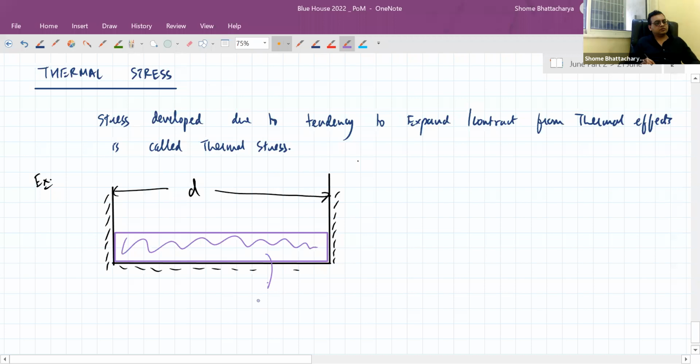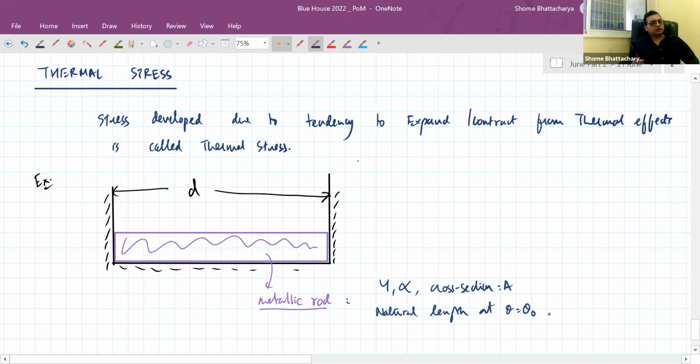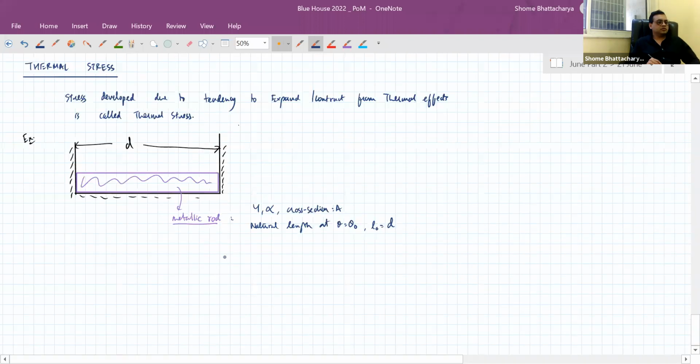So this is, let's say, a metallic rod. Now this metallic rod has Young's modulus Y, coefficient of linear expansion alpha, cross section area, let's say capital A, and natural length at temperature theta naught equal to D. So now if we observe the same system at a higher temperature, let's say theta equal to theta naught plus delta theta, we want to calculate the stress, and the tension as a result of the stress developed in the rod.